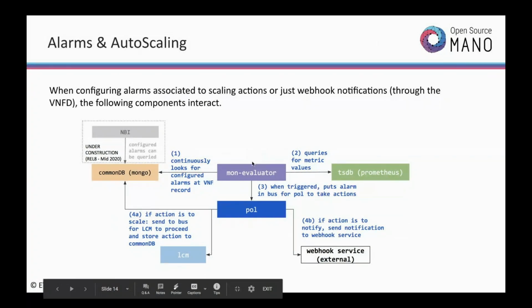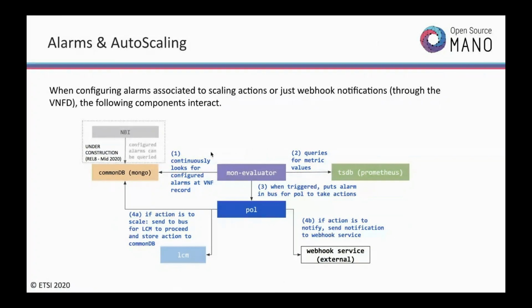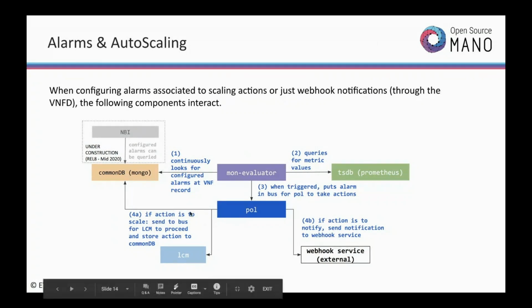MON evaluator compares the value of the metric that is in the alarm with the actual value, and if there is a threshold crossing, then it triggers scaling or it triggers a notification.